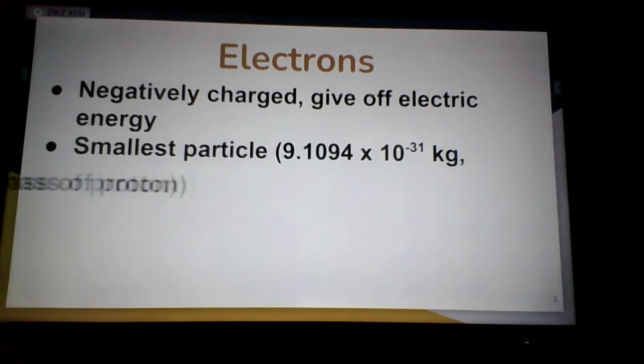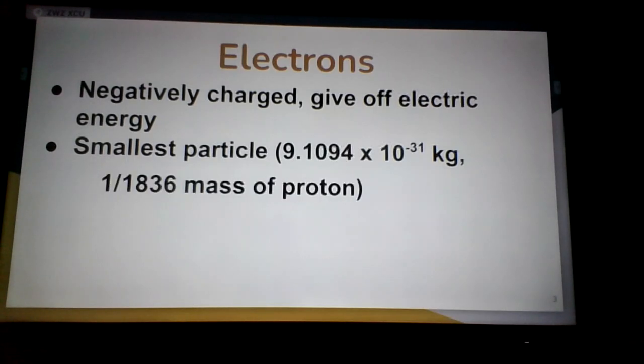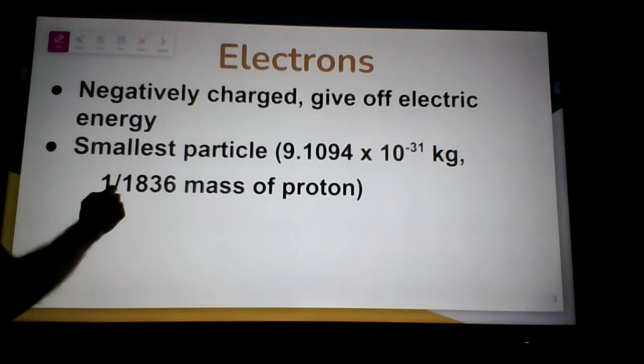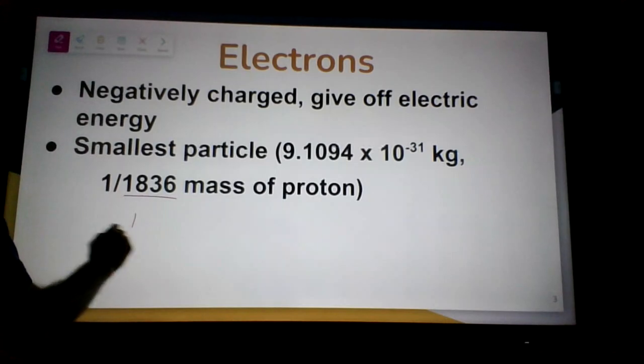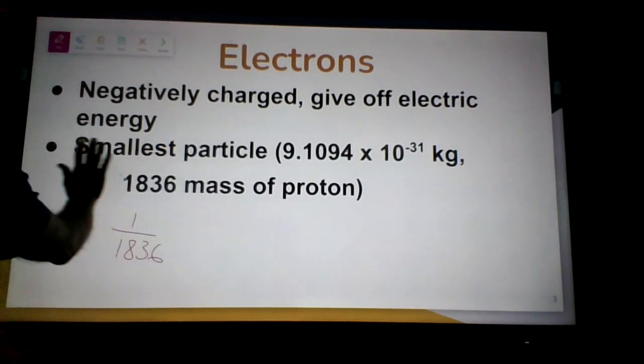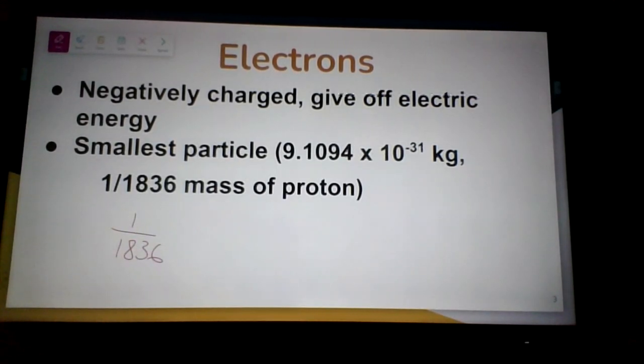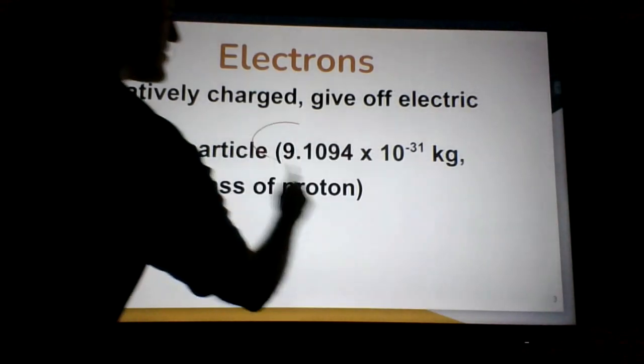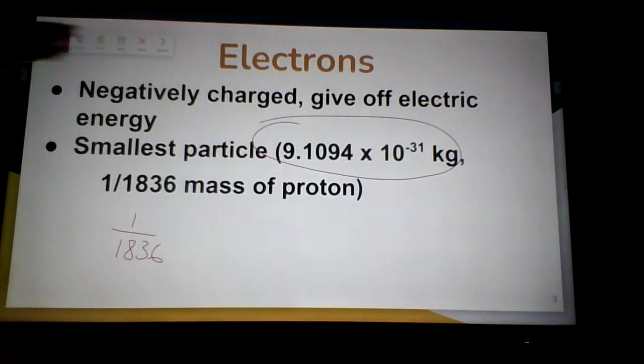Extremely small. In fact, so small it's nearly 2,000 times less massive than a proton. As you see the number right here, 1 over 1,836, and we're used to seeing the fractions written more up and down. So 1 over 1,836, the mass of a proton, that is what the mass of an electron is measured in kilograms.